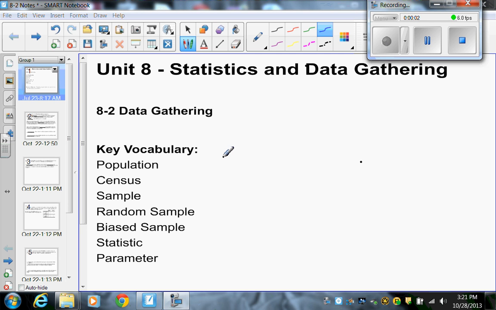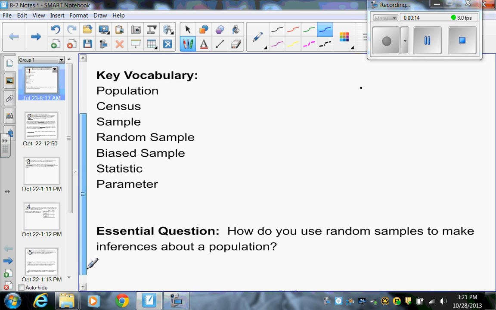This is the video for Accelerated Geometry on Section 8-2 on data gathering. Key vocabulary in this lesson is population, census, sample, random sample, biased sample, statistic, and parameter. The essential question for this lesson is how do you use random samples to make inferences about a population?